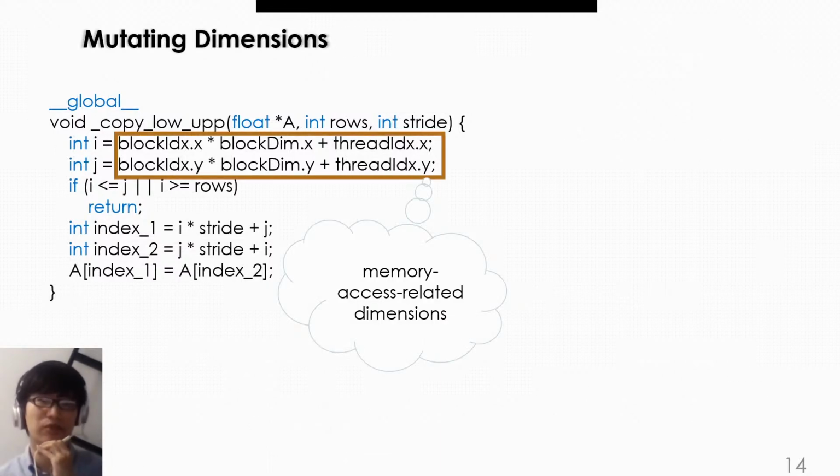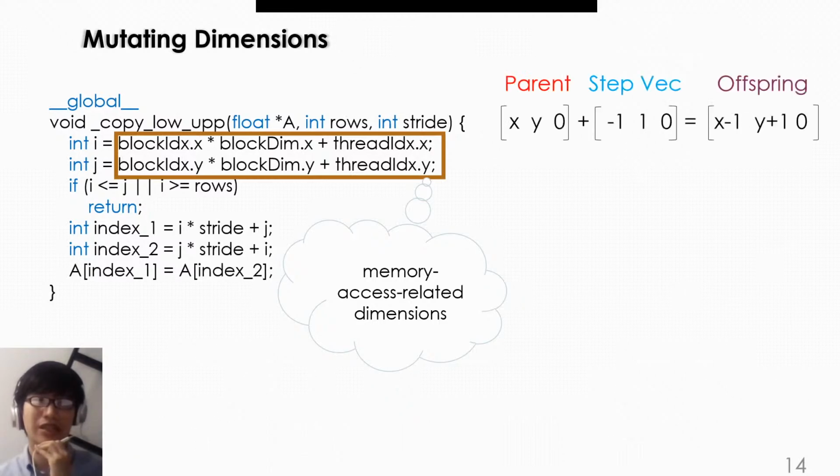So here, this one is dimension, the memory related dimensions. We can see the I and J can influence the memory access address. So we randomly generate a step vector ranging from -1 to 1, according to dimension size, adding it to the original dimensions. And we can see we only have X and Y here, so the Z dimension is kept to 0.